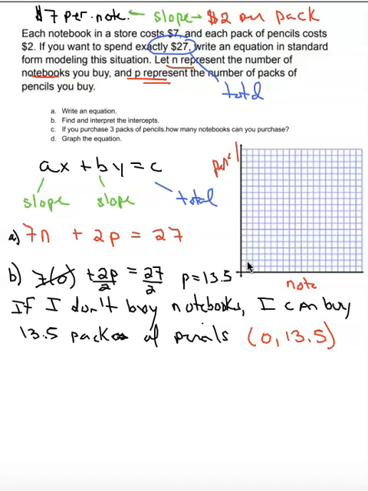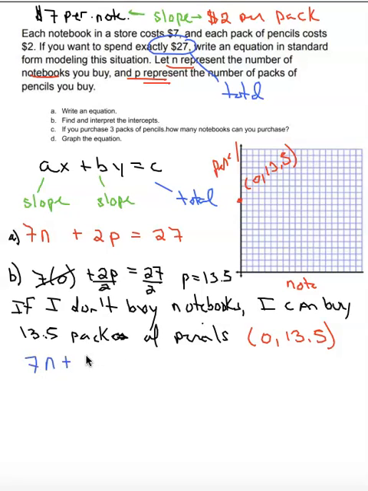So if I go on my y-axis and count 13, so I go 1, 2, 3, 4, 5, 6, 7, 8, 9, 10, 11, 12, 13.5, right around there. This is my first coordinate of 0, 13.5. So I found the first intercept. This happens to be the y-intercept. Put it right on my graph, because I noticed that part D says graph the equation.